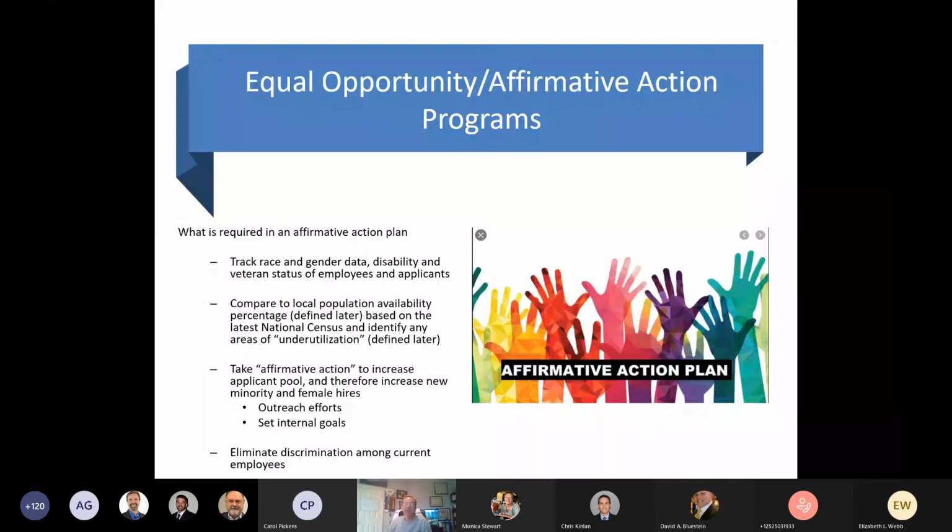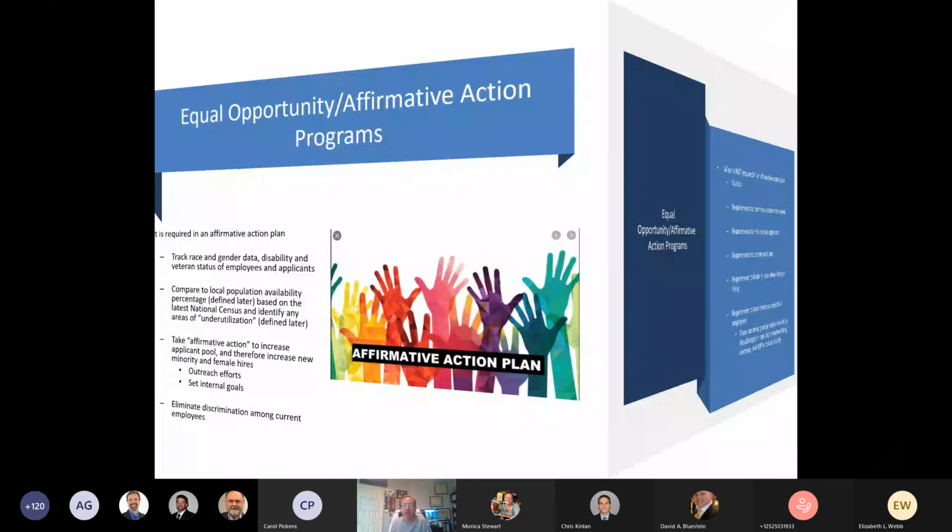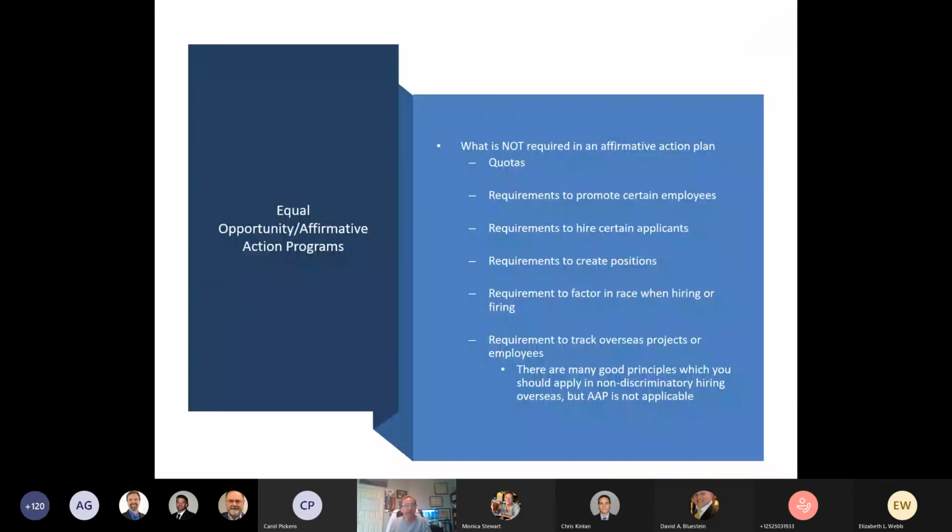Okay, so that's what's required in an AAP. Let's talk about what's not required, because I do want to dispel any misunderstandings. A lot of people have preconceptions about what affirmative action means.